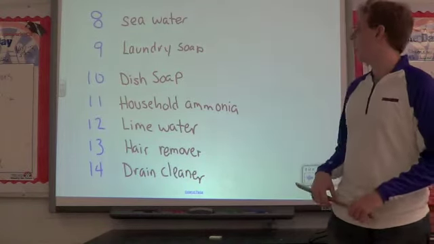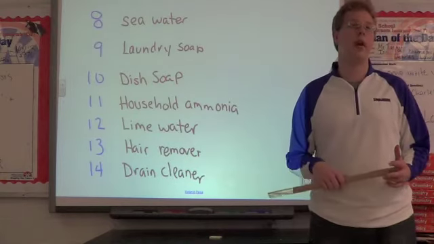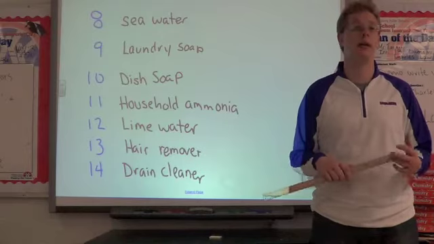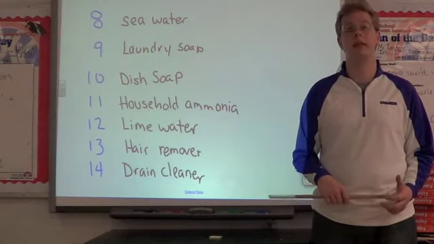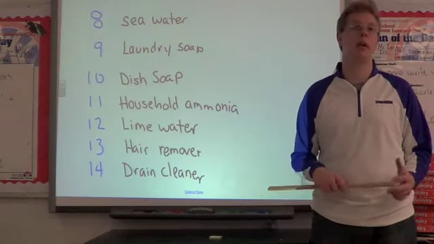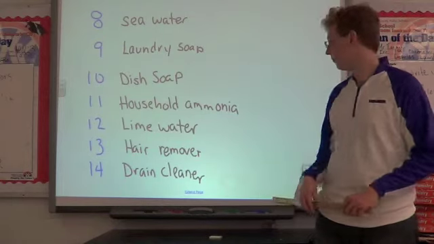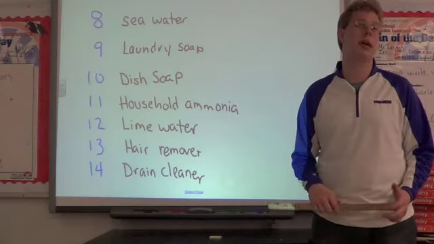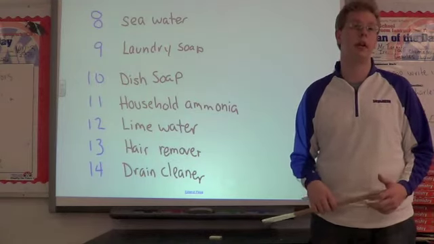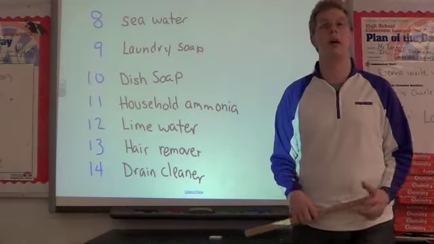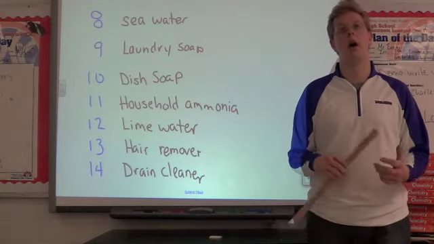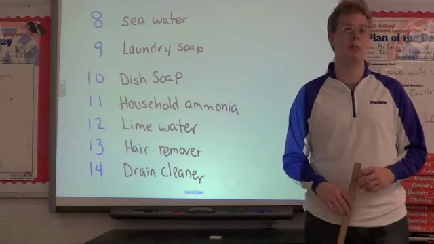Okay. pH of 13, this is mainly for girls here, but hair remover, products like Nair, you're using a basic solution that's dissolving and breaking down the hair that you want to remove. A pH of 14 is drain cleaner, and this is what you use to clean out your drains, so it's extremely basic. There are acidic drain cleaners, but most of them are bases that they use to clean out your pipes.